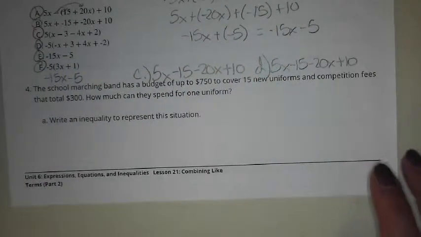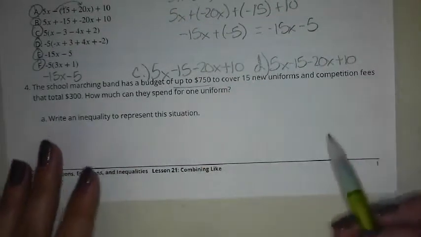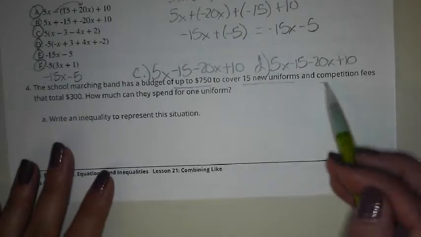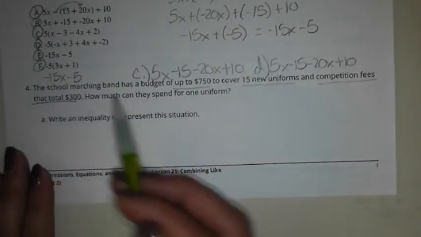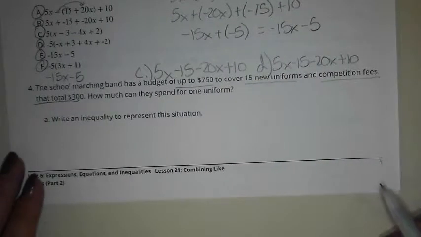Number 4, the school marching band has a budget of up to $750 to cover 15 uniforms and competition fees that total $300. How much can they spend for one uniform? Write an inequality to represent the situation.